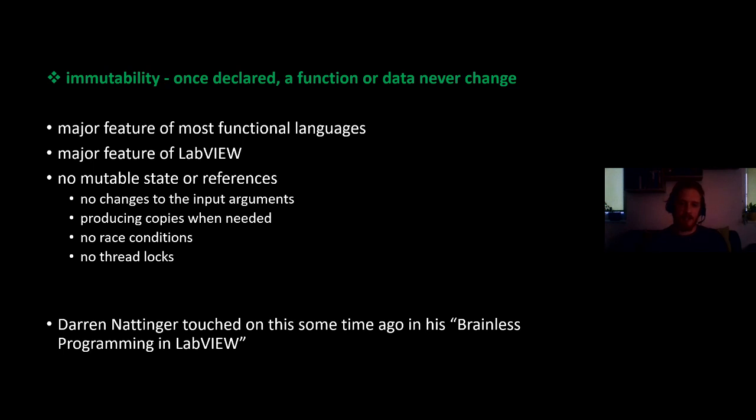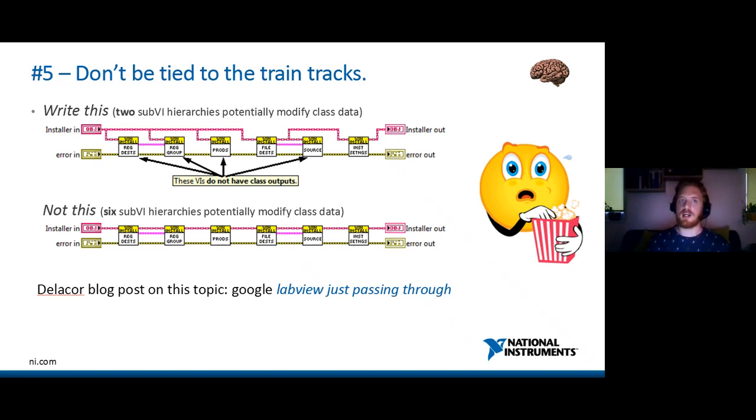Darren Nattinger had this fantastic presentation a while back called Brainless Programming in LabVIEW. In that presentation, he mentioned something that we shouldn't do: we shouldn't be tied to the train tracks. If an object on our wire is not modified inside of a specific VI, our function, that object should not be provided as an output, right? Because we are not modifying the original object that is passed in; rather, we are producing some side effects with that object. We take its data and produce some side effects, but we are not modifying the original object. There is no need for that original object to be output out of the function. So Darren encourages us not to be tied to the train tracks, because it doesn't make sense.